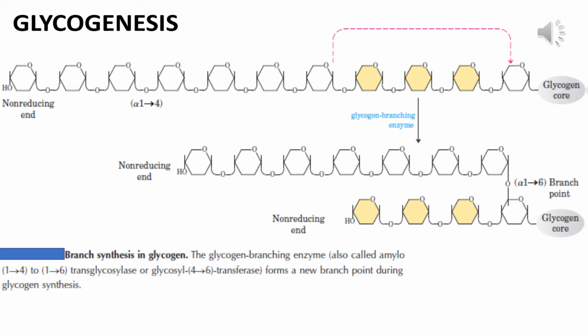Now a branch point is made and both the ends of the chains are always non-reducing ends, and again glycogen synthase enzyme can add new glucose residues towards both these ends of the glycogen chain.